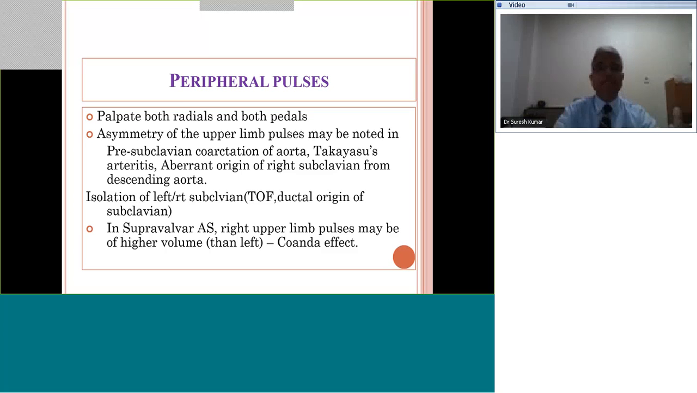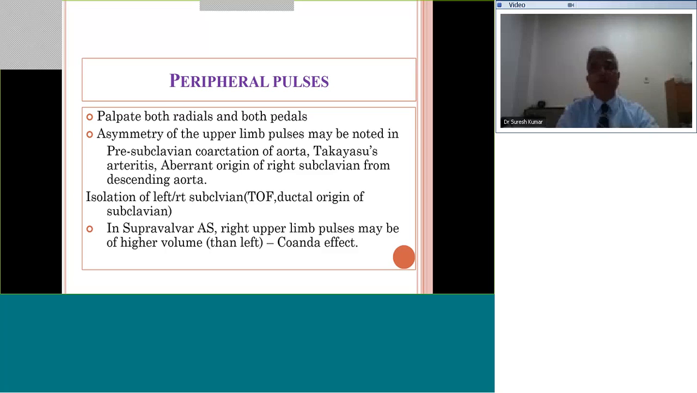There is a less well understood, less popular entity called isolation of the left or right subclavian. What happens is, in a pathology of Fallot, the subclavian can originate from the ductus arteriosus. And as the ductus would be constricted, that subclavian would have a lower volume, and the corresponding radial would have a lower volume. So either the left or the right subclavian could be isolated and could produce a weak pulse. In a tetralogy of Fallot, therefore, when one radial pulse is weak, suspect isolation of the left or right subclavian.